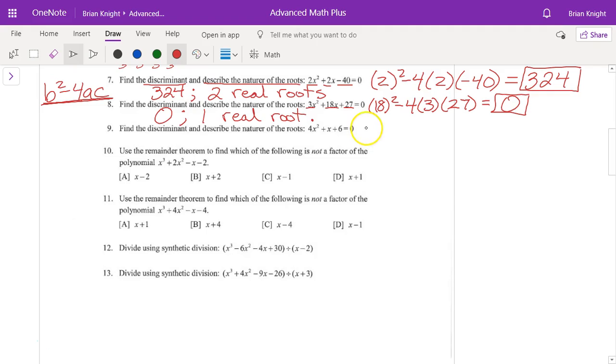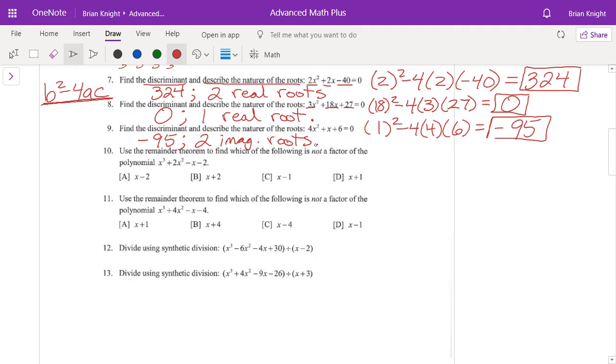9, same process. What is B on number 9? 1 squared minus 4. A is 4 and C is 6. Put all that in. Negative 95. Got to put the 1, minus 96. I'm assuming I got negative 95. Oh, right here. Did you forget the 1? So, negative 95, which means we will have 2 imaginary roots.